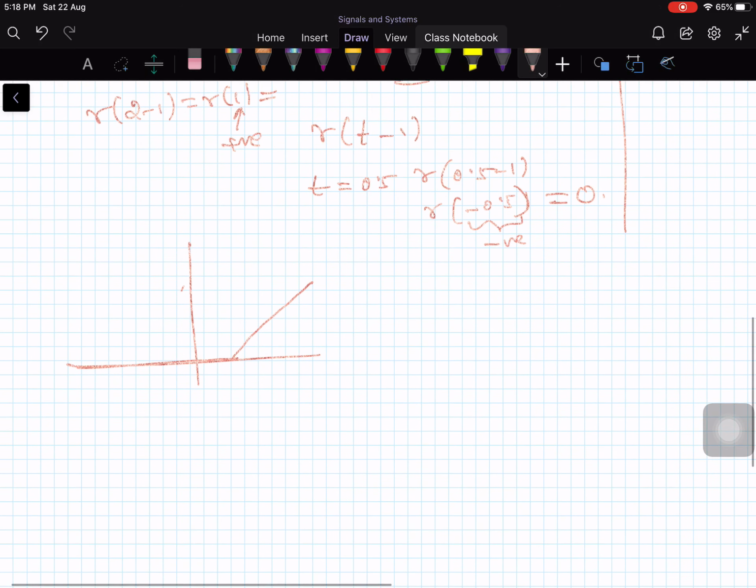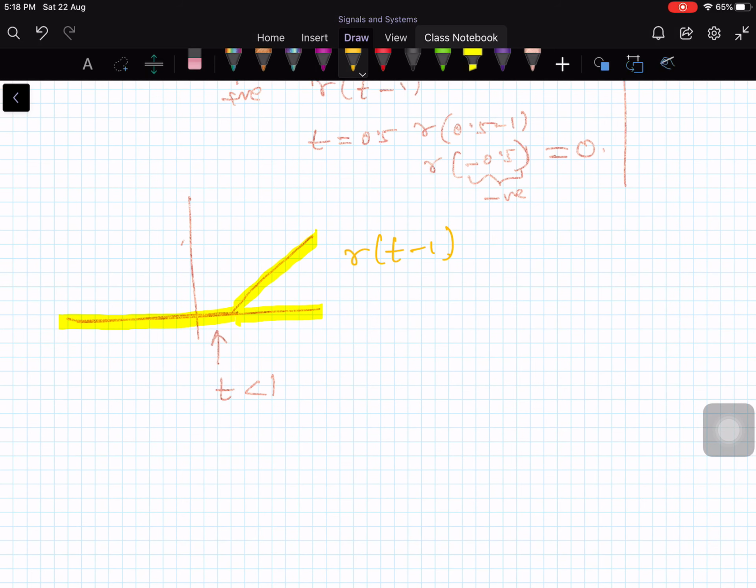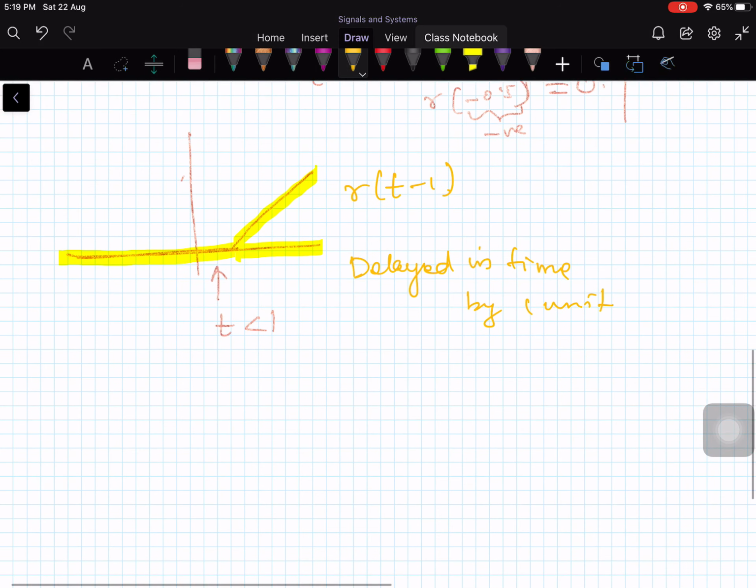And this function has 0 for t less than 1. Up to this point it is 0, and then it increases at the rate of 1 unit per unit distance travelled along the x-axis. Then this would be called r of t minus 1, because it is the same unit ramp function shifted in time towards the right, that is, delayed in time by 1 unit. Therefore, this will be r of t minus 1.